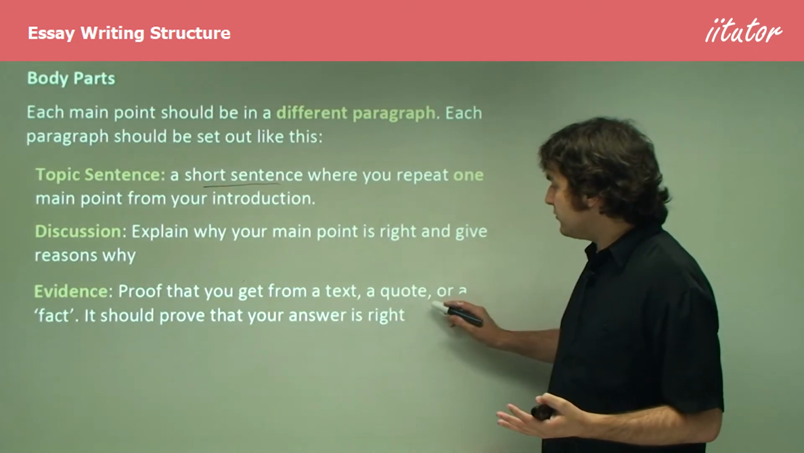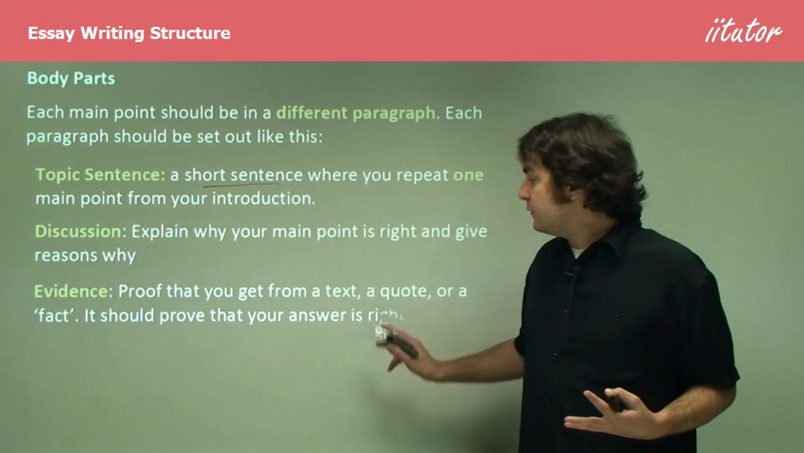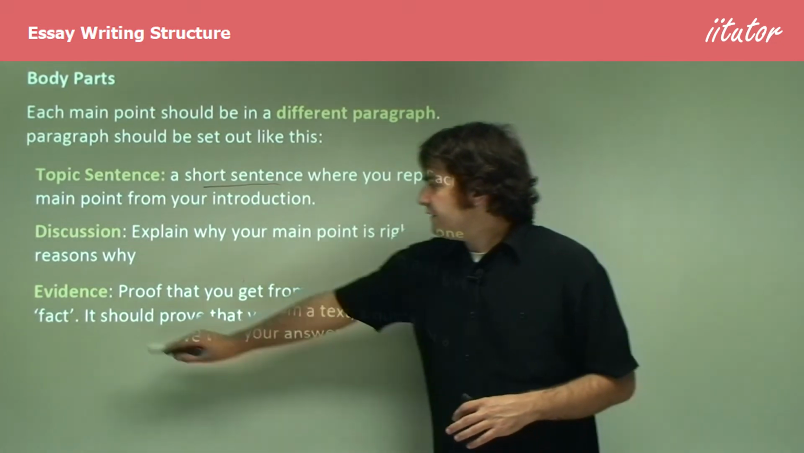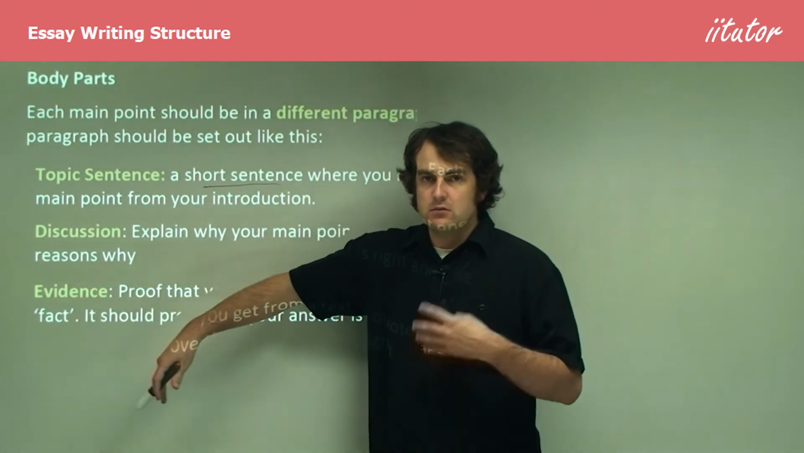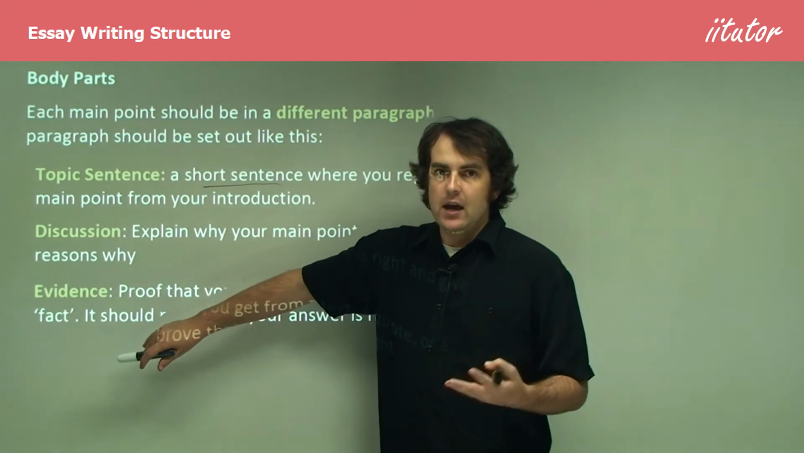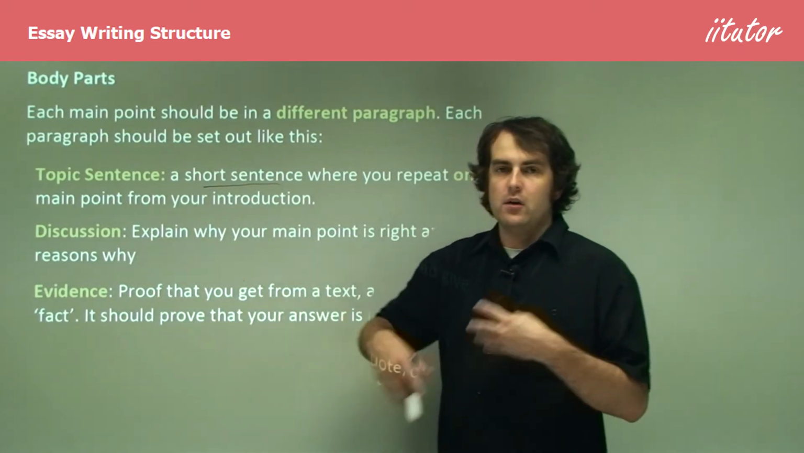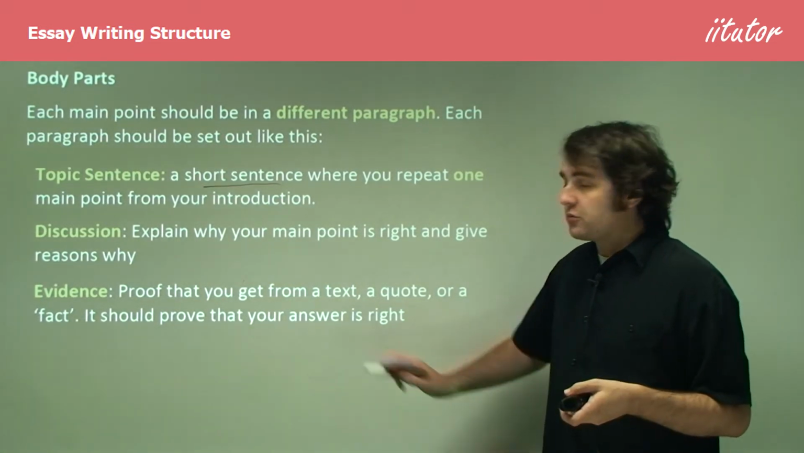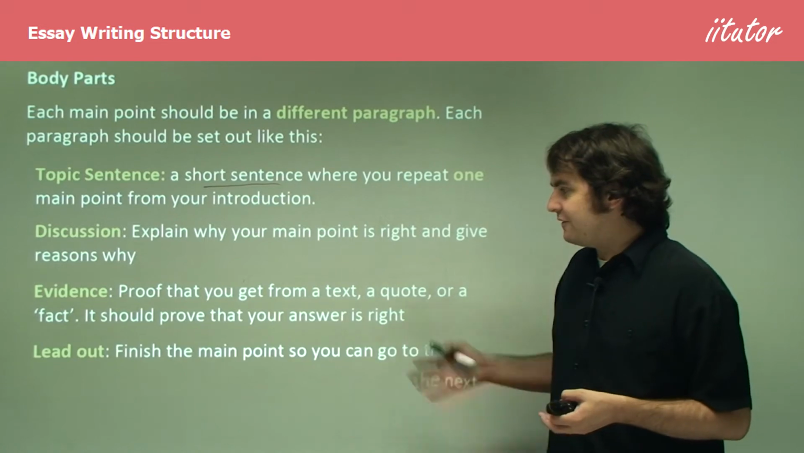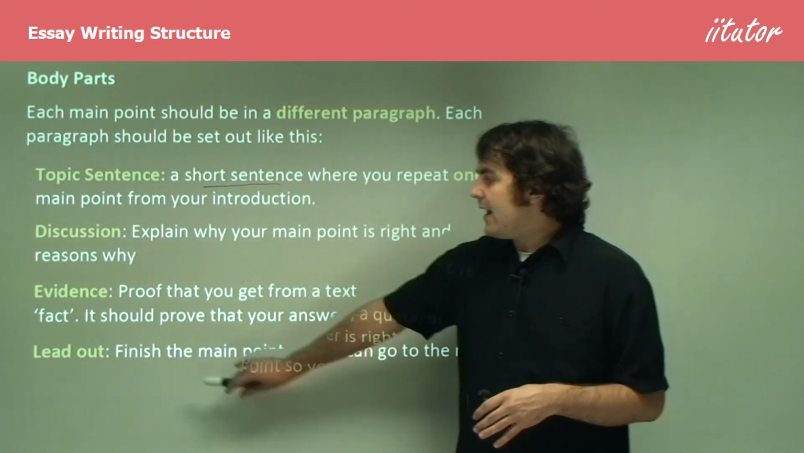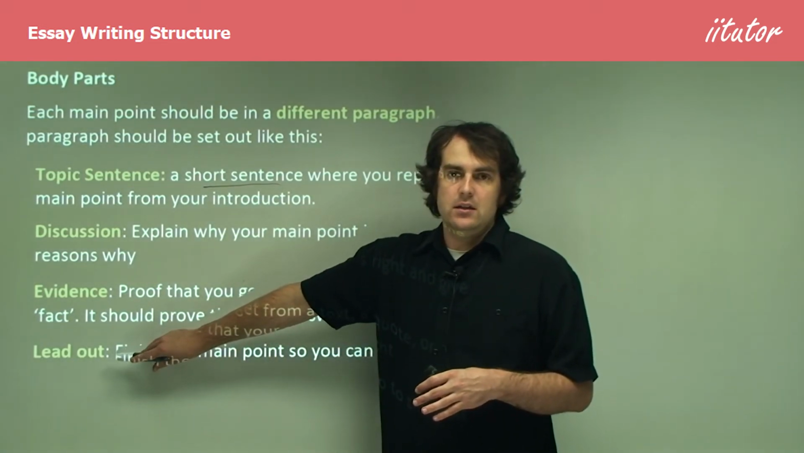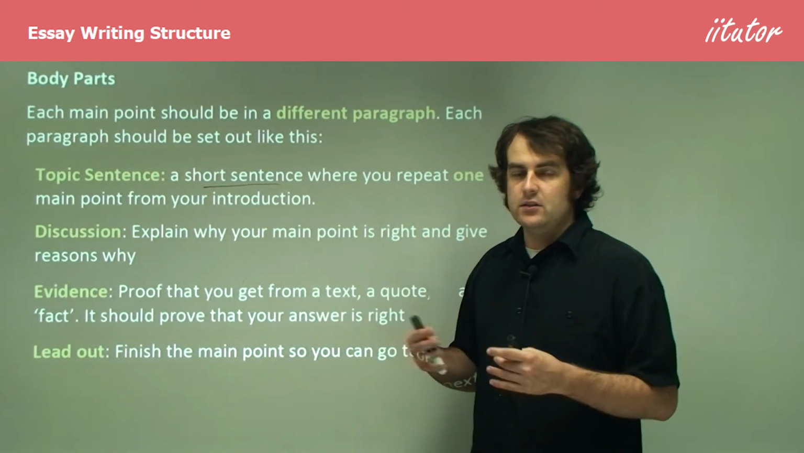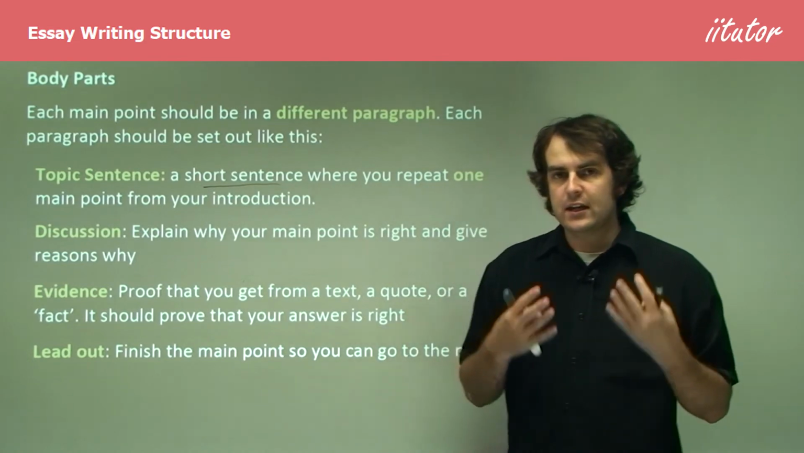You get it from a quote, if you can find a quote, either from a story or from somewhere else, or from a fact. So something that you can prove, that you've been able to find and that is true. If you write about something that's not true, obviously your essay is not going to go quite as well. It should prove that your answer is right. And finally, we have something called a lead out. That is where you finish up this paragraph and then start to move towards the next one.